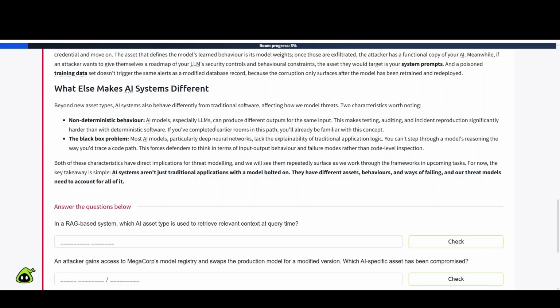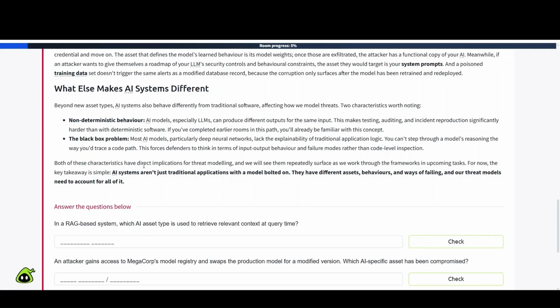If you've completed early rooms in this path, you'll already be familiar with this concept, the black box problem. Most AI models, particularly deep neural networks, lack explainability of traditional application logic. You can't step through a model's reasoning the way you would trace a code path. This forces defenders to think in terms of input-output behavior and failure modes rather than code-level inspection.